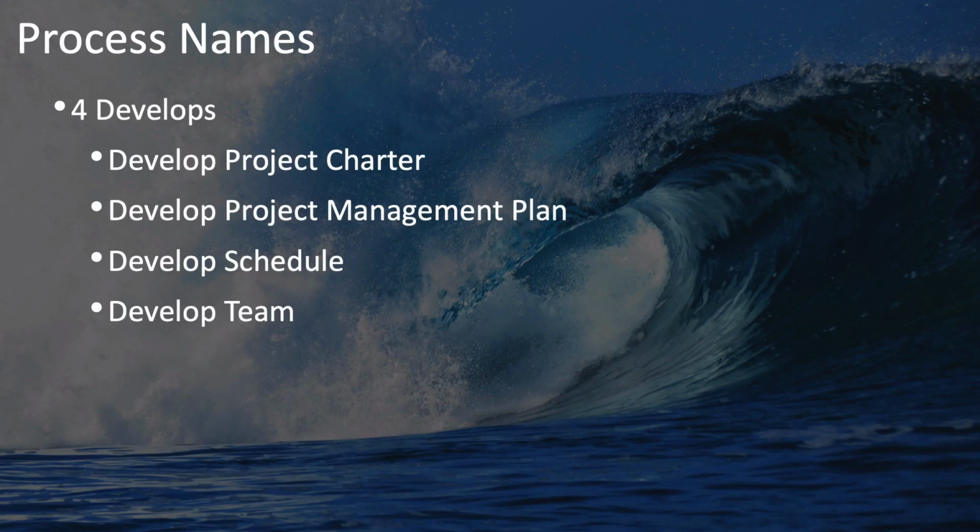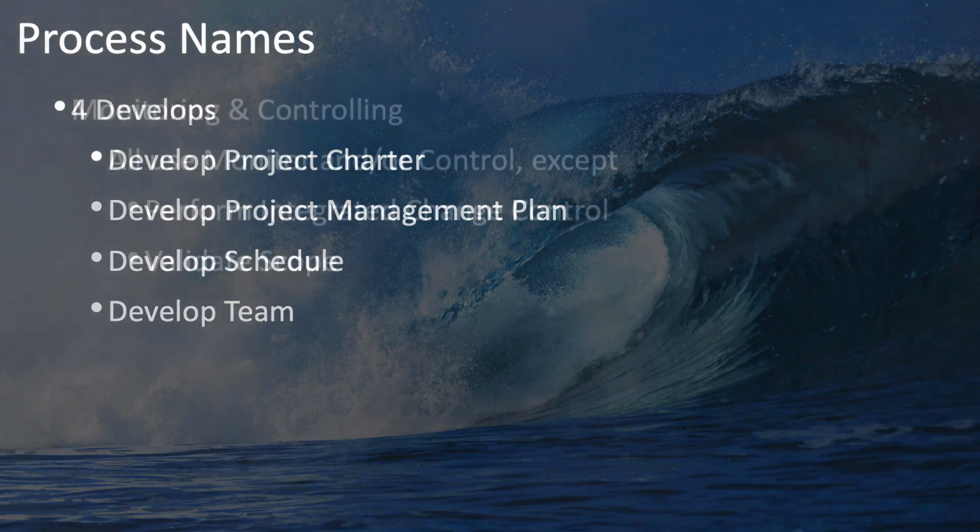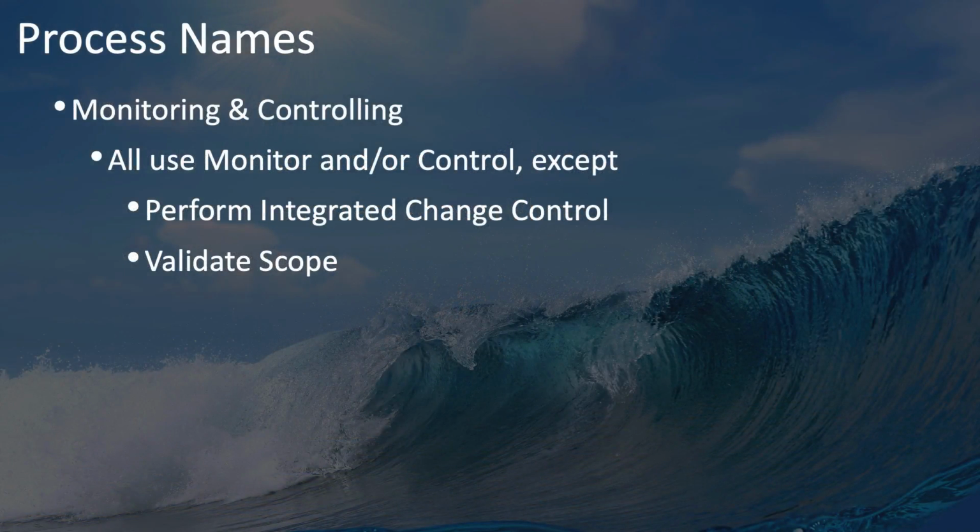There are 4 process names that start with the verb develop. These are develop project charter, develop project management plan, develop schedule, and develop team. When it comes to the monitoring and controlling processes, all of these processes are named using either the monitor verb or the control verb at the beginning, with 2 exceptions: perform integrated change control and validate scope.